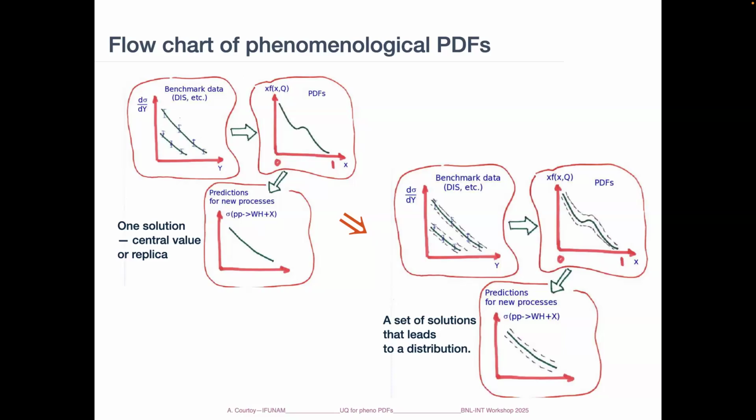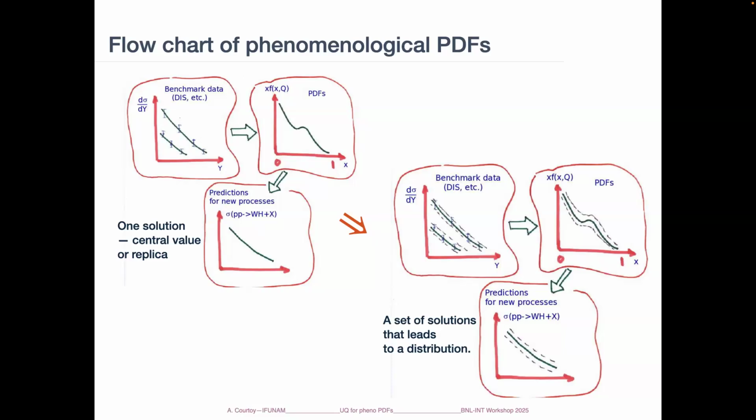And on top of that, there's also uncertainty coming from the methodology we use, right? So you do that for a set of solutions that leads to a distribution, and then you would have, of course, an uncertainty band, okay? You have an error band on the PDF and on the predictions you're going to have, okay?